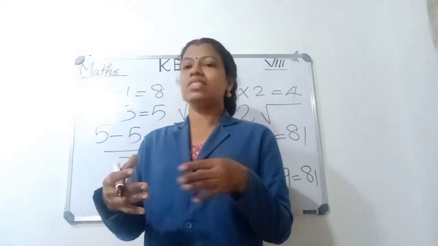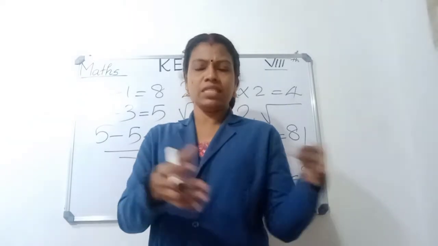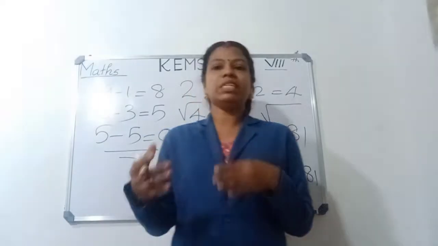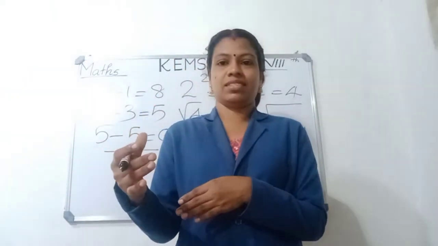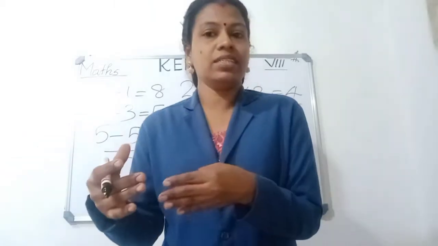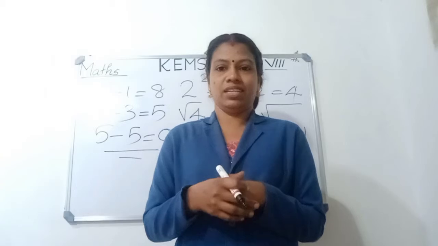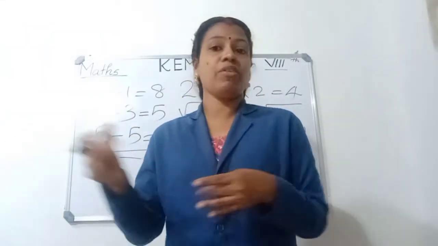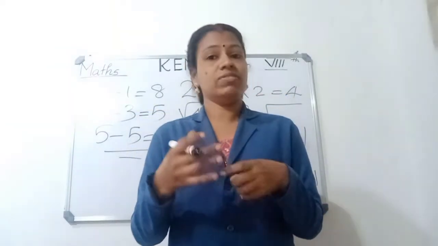Then, what is the divisibility rule of 3? If the number ends in 3, it is divisible by 3? No, never. The divisibility rule of 3 is the sum of the digits. If the sum of the digits is a multiple of 3, then it is divisible by 3. Just add the numbers. That is the divisibility rule of 3.